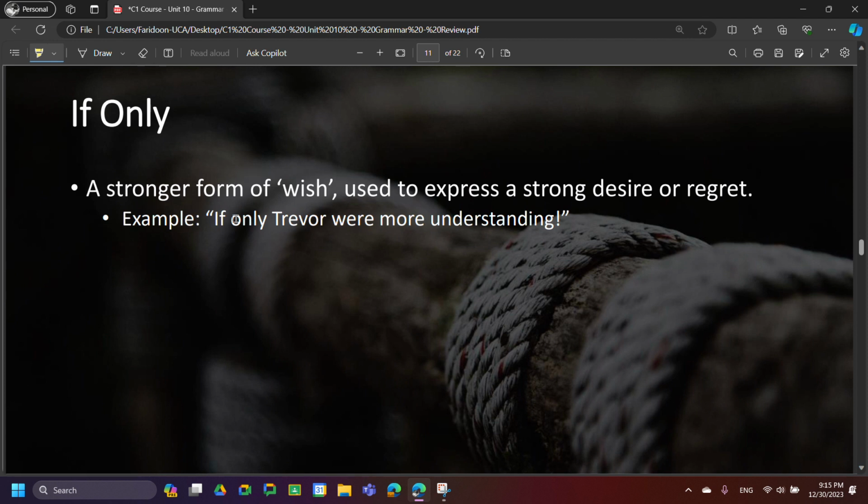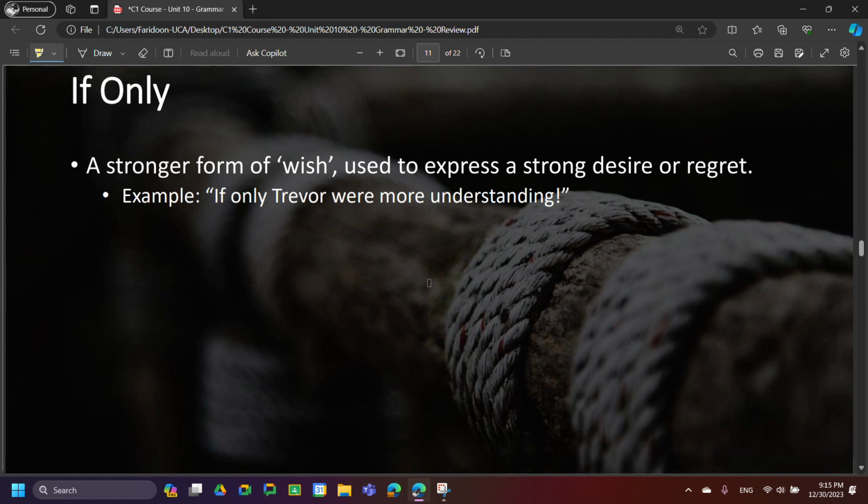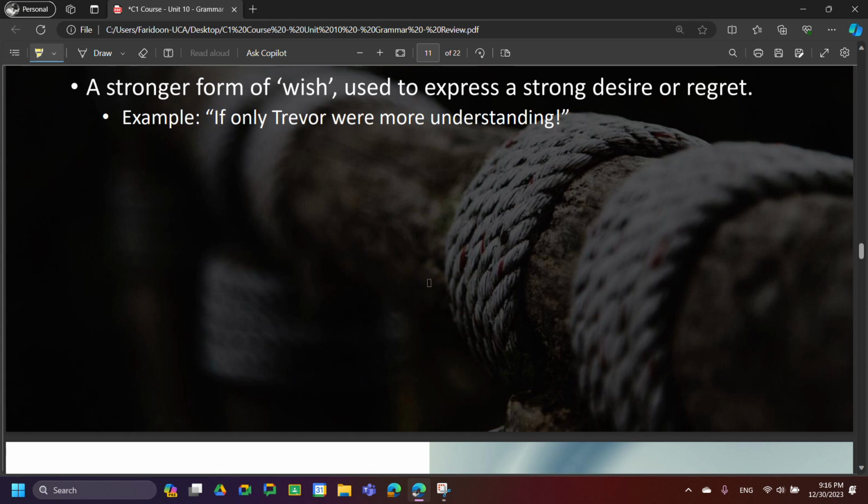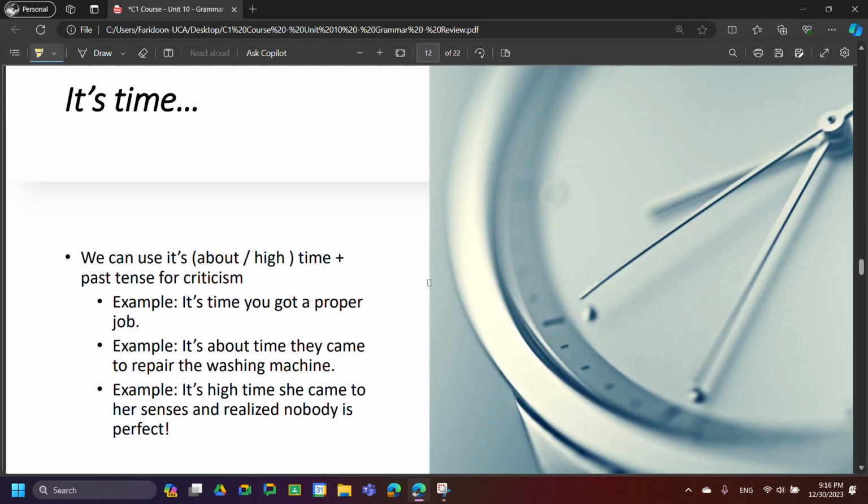Okay, if only, everyone. So a stronger form of wish. If only is a stronger form of wish, and it's used to express a strong desire or a strong regret. Example, if only Trevor were more understanding. It means like I wish Trevor were more understanding, but unfortunately he's not understanding, right? Okay.